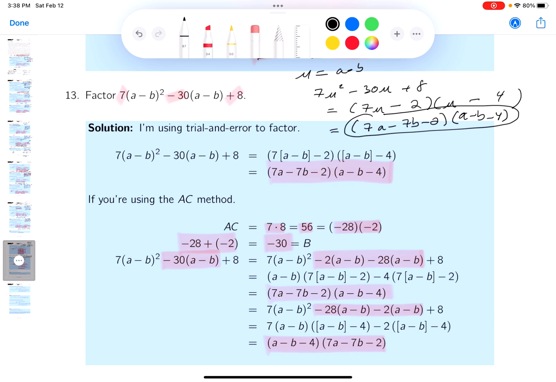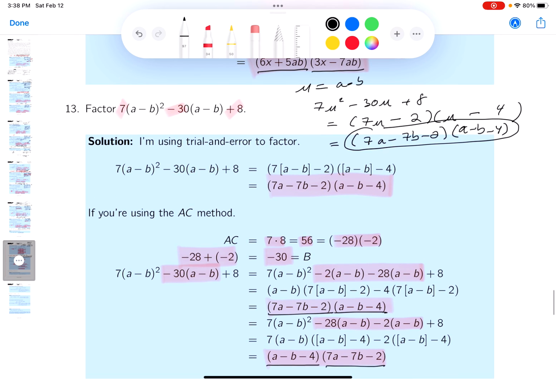Let's point that out to you. What are the factors going to be? A minus b minus 4. That's right over there. The other factor would be 7a minus 7b minus 2. There's no other way around it. It's not going to happen. All right, it's always going to be that. No matter what you do, trial and error, AC rule, you're going to be getting these factors.